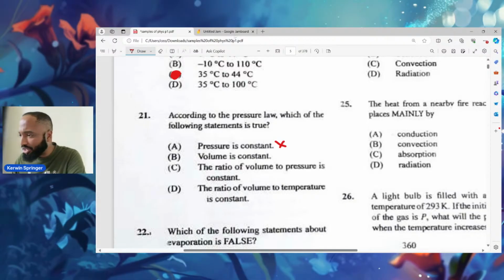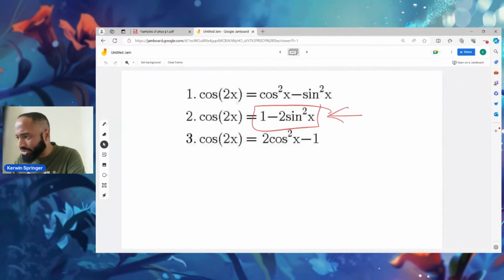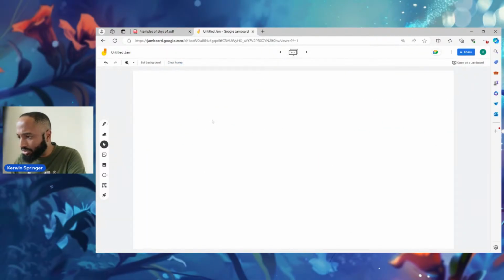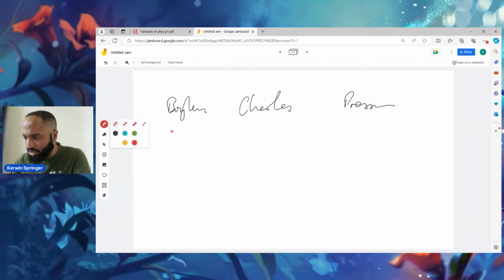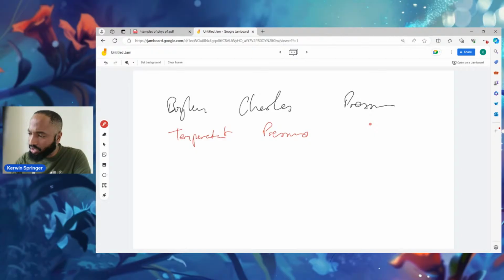All right. Let me go through all the laws again. I was doing advanced recently, so that's why I seen that. So you have Boyle's law, you have Charles' law, you have the pressure law. So in Boyle's law, who is constant? Temperature is constant. In Charles' law, pressure is constant. In the pressure law, volume is constant.